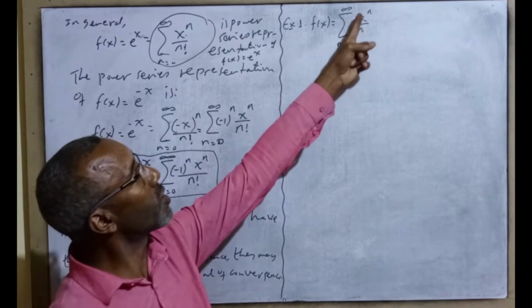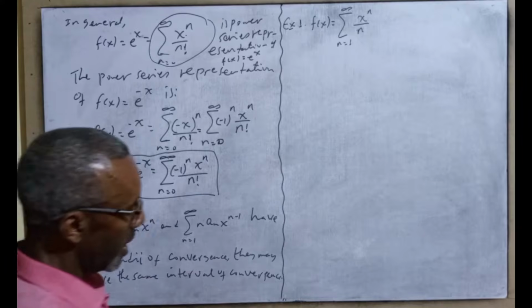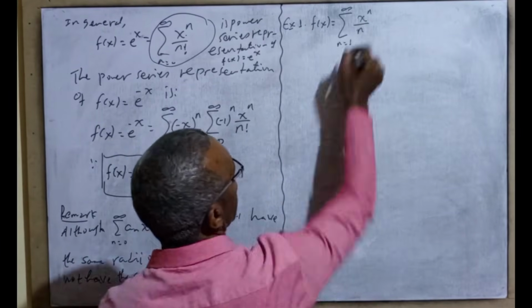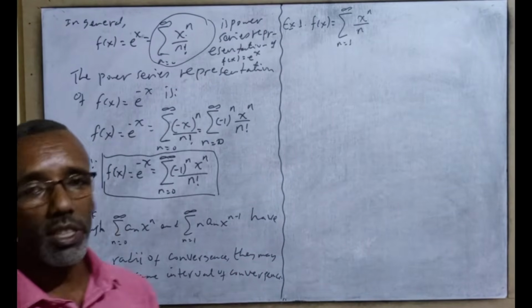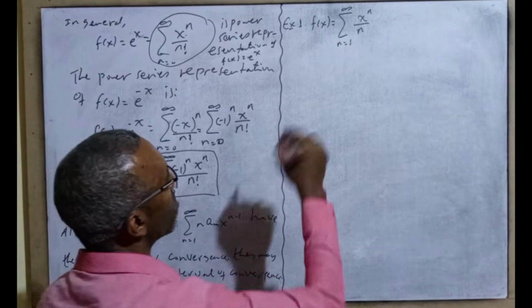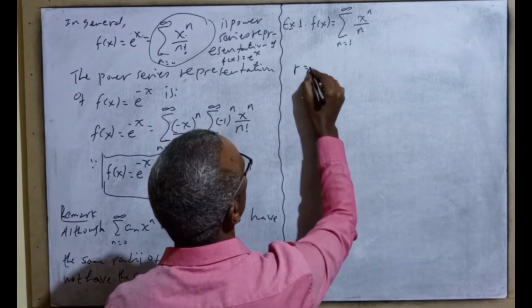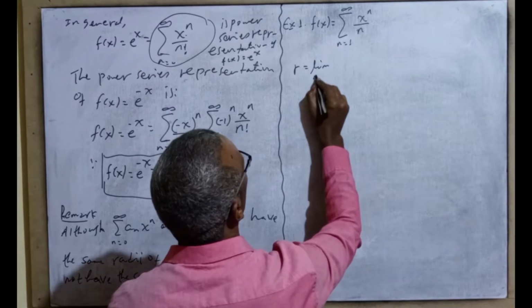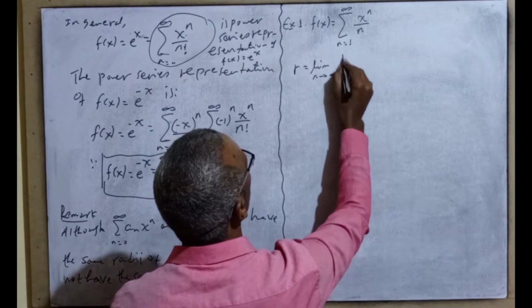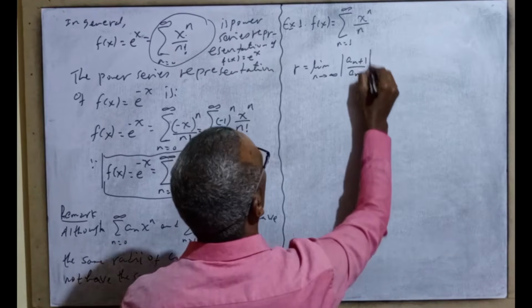To see this, let's consider f of x is equal to the sum of x raised to n over n. Let's find the radius of convergence or the interval of convergence of this. To find the interval of convergence, we can use the ratio test, r is equal to the limit as n approaches infinity of a sub n plus 1 over a sub n.